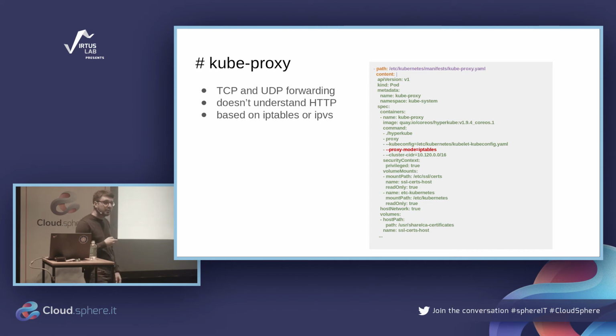Once kubelet is up and running, it loads the kubeproxy manifest, which takes care of TCP and UDP forwarding. It doesn't understand HTTP because the backend is based on iptables or IPVS rules. It can be specified by the proxy mode. In this example, we have iptables.